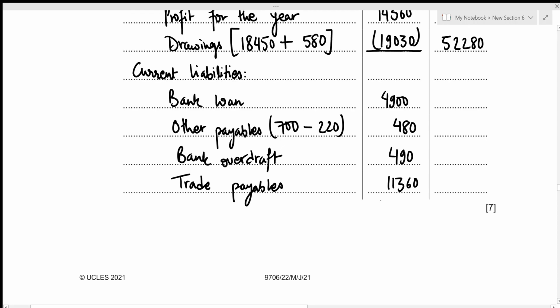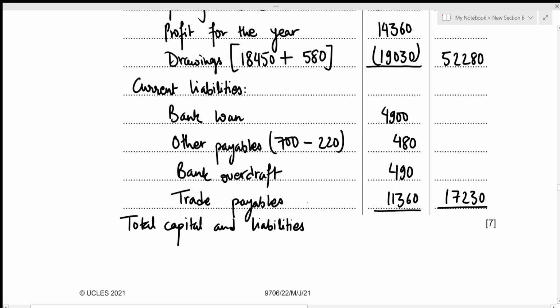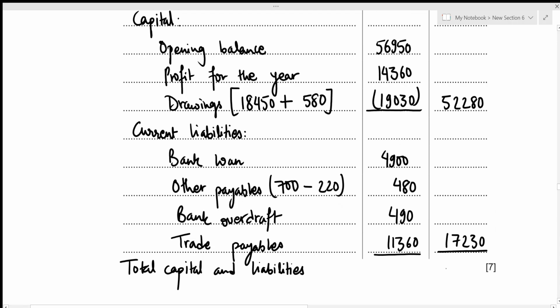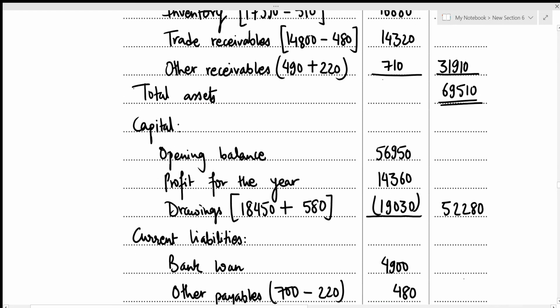So we can find the total for the current liabilities by adding these four amounts. So that's going to be 4,900 plus 480 plus 490 plus 11,360. That gives us the total current liabilities to be 17,230. Now we can figure out the total for capital and liabilities. In order to figure this amount, we just add the total for the capital and the total for current liabilities. So that's going to be 52,280 plus 17,230, which gives the total capital and liabilities to be 69,510. We can see that the total for assets was also the same value, which means that our statement of financial position is now correct.